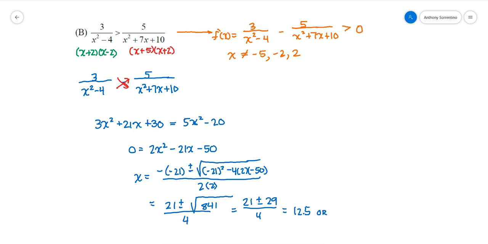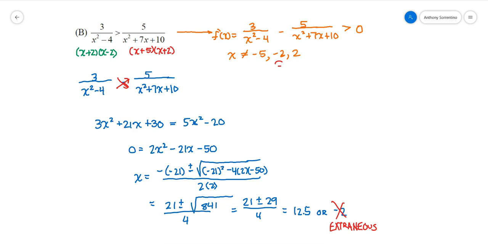Or 21 minus 29 is -8. -8 over 4 is -2. Now, I'm going to throw out the -2 because it's extraneous. It's still going to end up on my number line, though, because it's still a domain restriction, and domain restrictions will still end up on my number line as well. I'm just going to know it's not part of the solution, but it's still going to end up on my number line because it was a domain restriction.